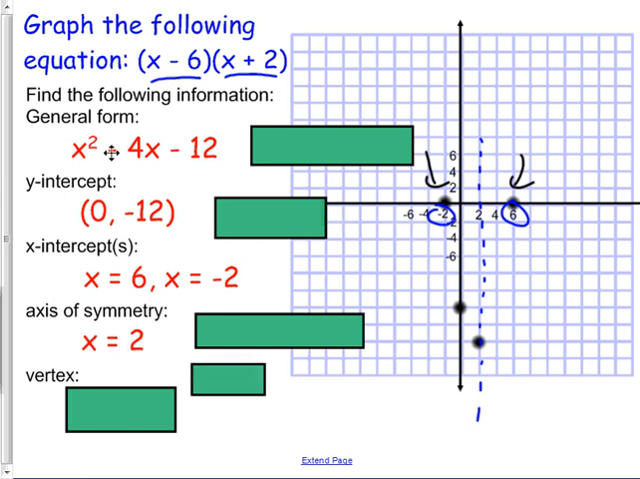And the very last one, the hardest of them all. Who thinks they know the vertex? Raise your hand if you're confident that your vertex is right. Okay, only 3 people. So that means you probably aren't going to get an A on this test tomorrow, because you need to be confident you know how to find the vertex. All you do is take the 2 and stick it in the equation. It wasn't that hard.